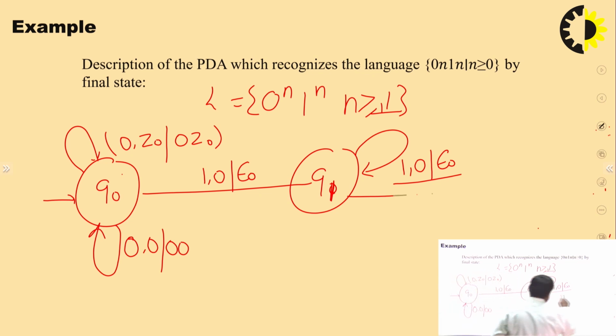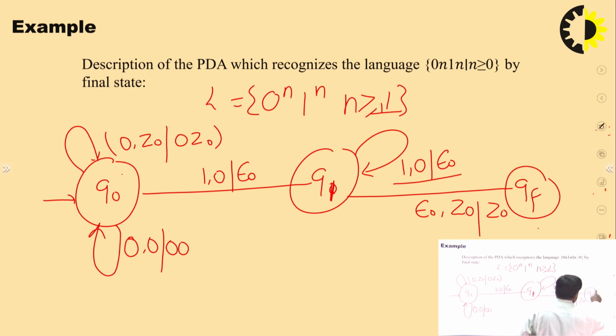Then what is the next state? What is the input string? Null input string. And what is the condition of the stack? The stack is empty. It means there is Z naught, no operation, and the machine moves to the final state. Now this is the solution of this famous problem, 0 to the power n and 1 to the power n. Very simple. When a 0 is read by the finite control, insert it into the stack. When a 1 is read, a single 1 pops a single 0, and n 1s pop all n 0s, and the desired condition occurs. The tape is blank, the stack is also blank, and we move to the final state.